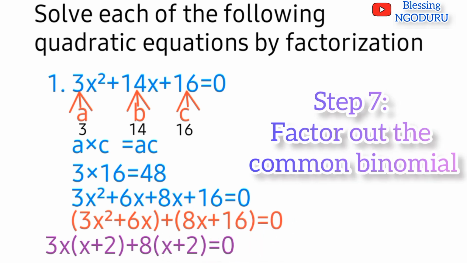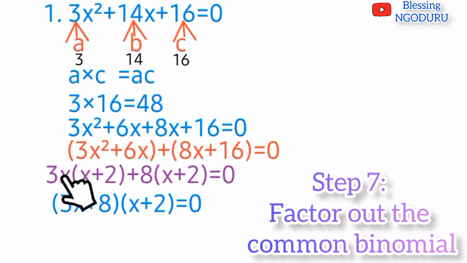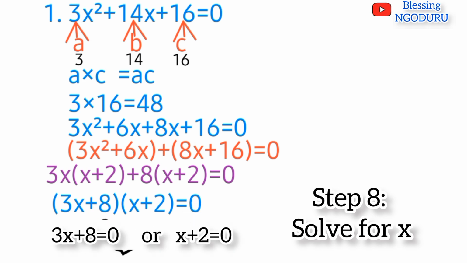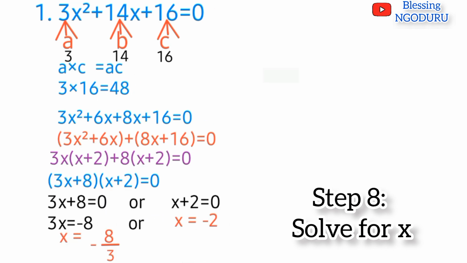Now let's factor out the common binomial. Bringing 3x plus 8 together, here we could see x plus 2 and x plus 2, so we take 1, and equal to 0. Now let's solve for x by equating each of these to 0. This means that we equate 3x plus 8 to 0, also equate x plus 2 to 0, and then solve for x.